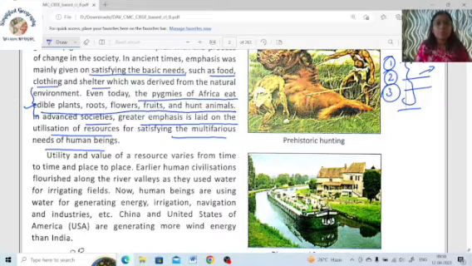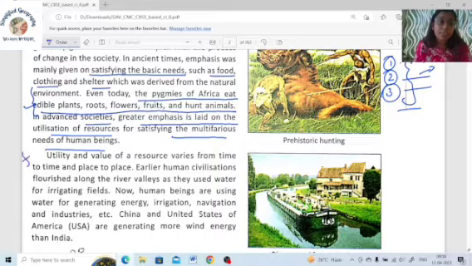Are we clear? Now let us come to the two different features I was talking about. Features of resources. First one, utility. Second is value. It changes over time and places. Earlier, human civilization flourished along a river basin.